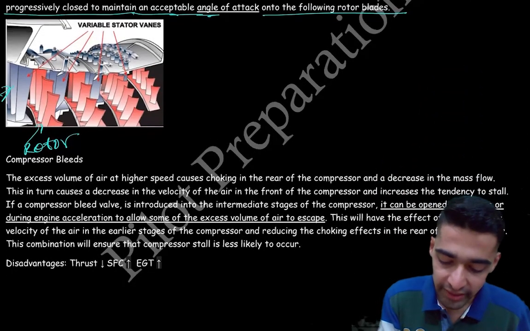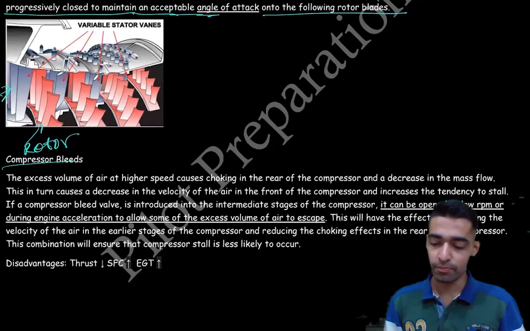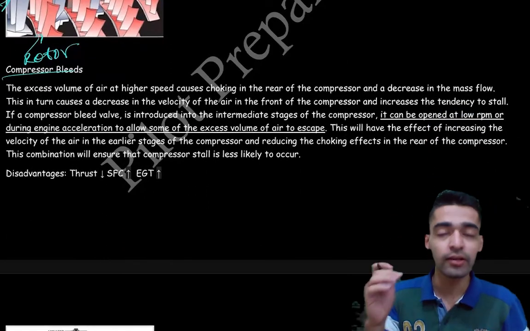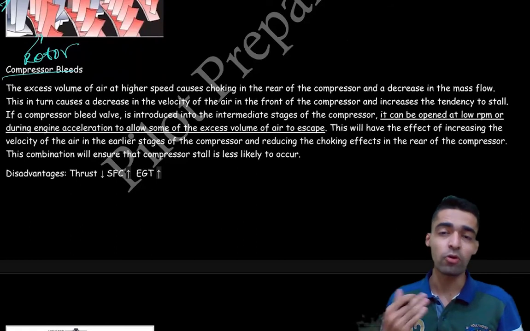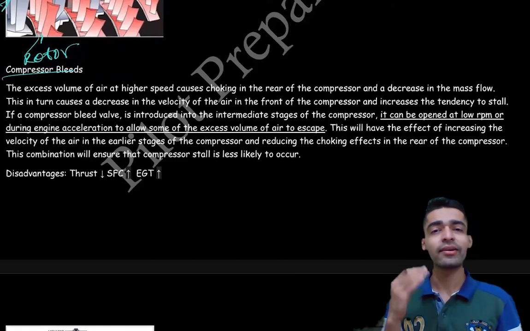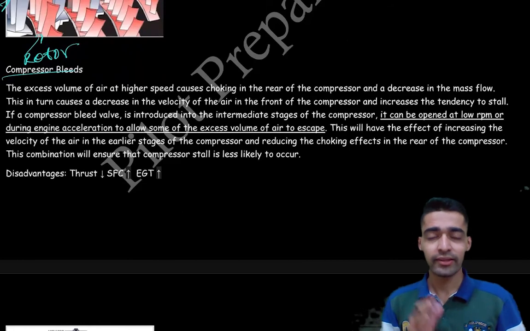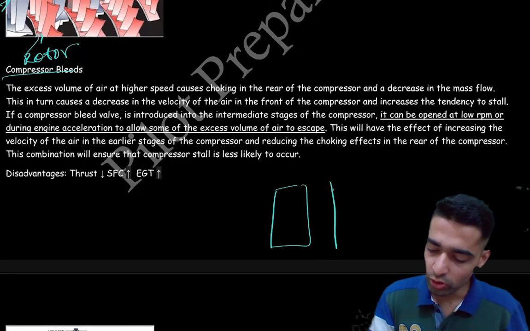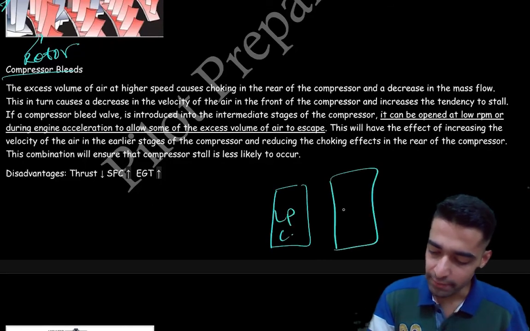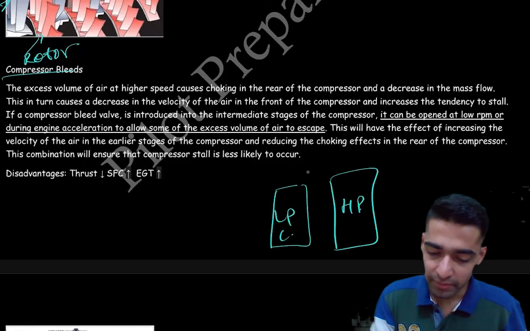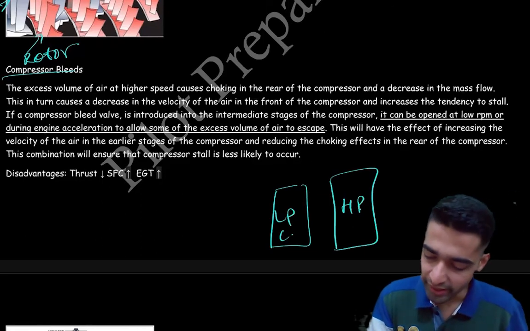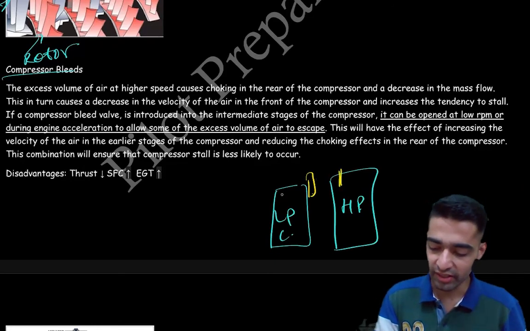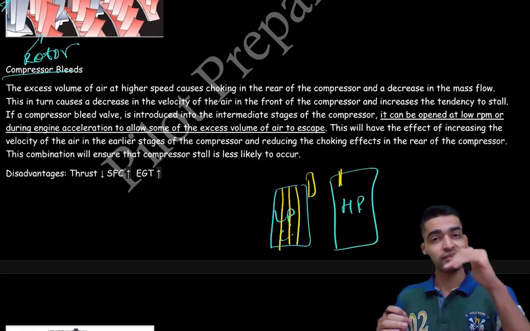Then comes the compressor bleeds. Compressor bleeds are a very important part, and they are there in the loop when the plane is about to start at low speeds, and they are there at very high speeds as well. They are provided right after the low pressure compressor. If this is the low pressure compressor and this is the high pressure compressor, so compressor bleeds are applied here. And sometimes between the stages, because the low pressure compressor also has stages, stage 1, stage 2, stage 3, stage 4, stage 5, stage 6.